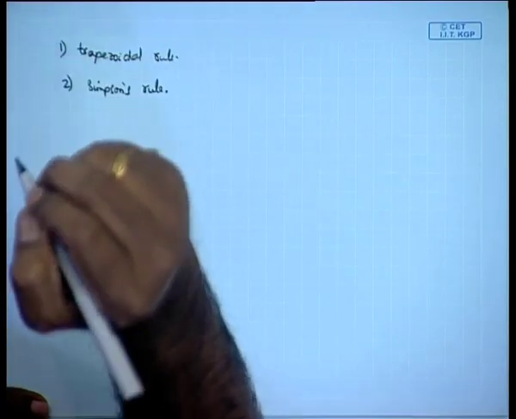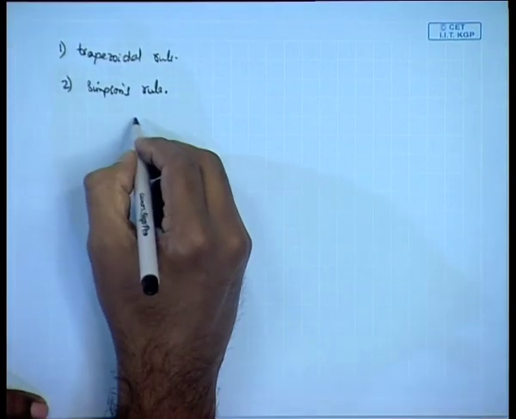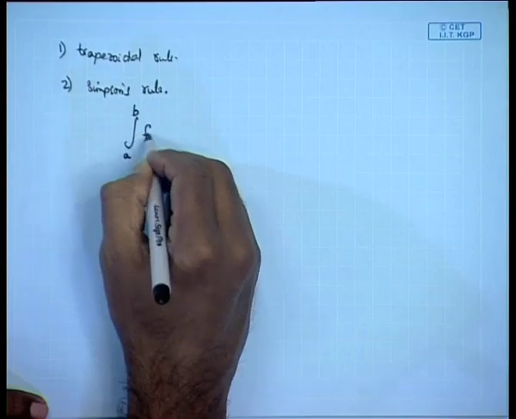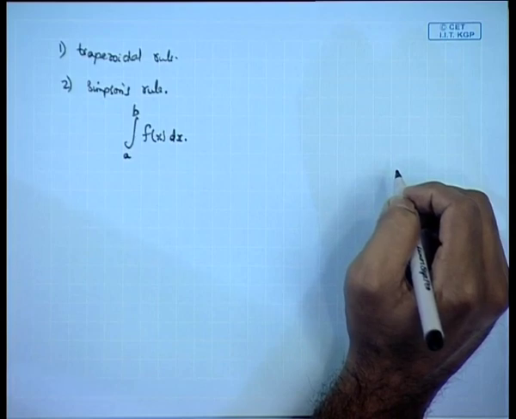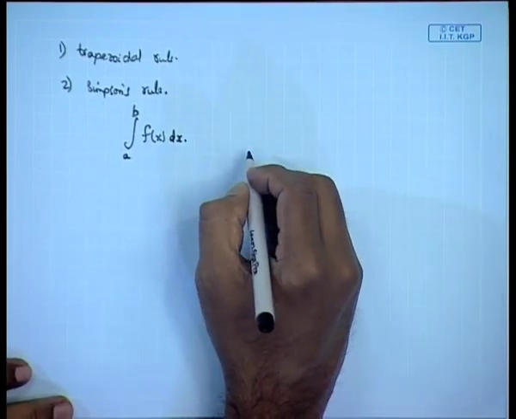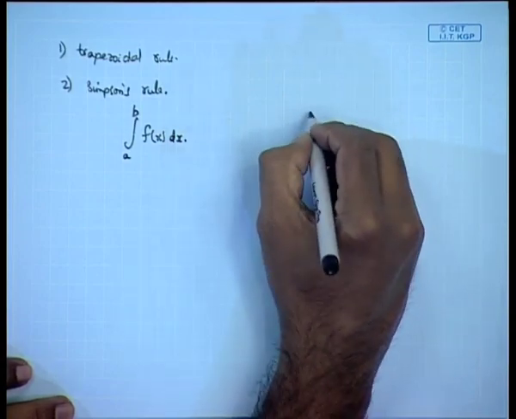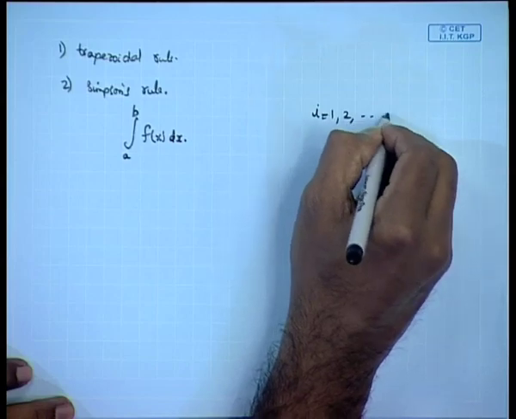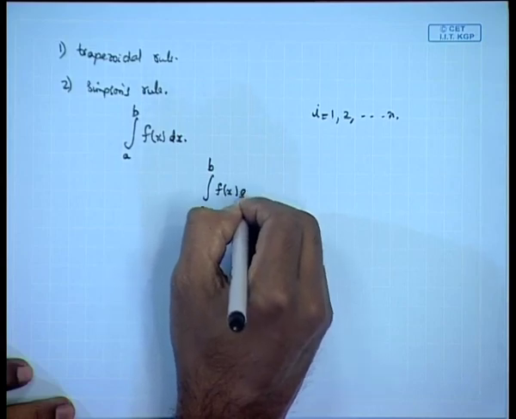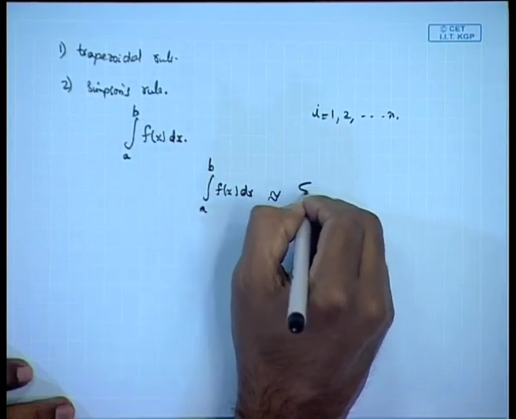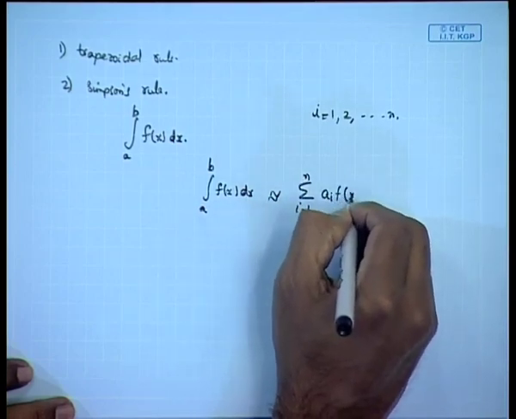These are two methods used in naval architecture, the trapezoidal rule and the Simpson's rule. Our idea is to find the integral from a to b of f of x dx. So, this is our goal. Now, if you divide the region from a to b into n intervals, that is i equals 1 up to n, then the integral from a to b of f of x dx can be approximated by the sum from i equals 1 to n of a_i into f of x_i.